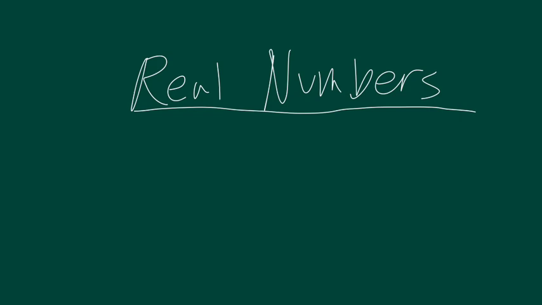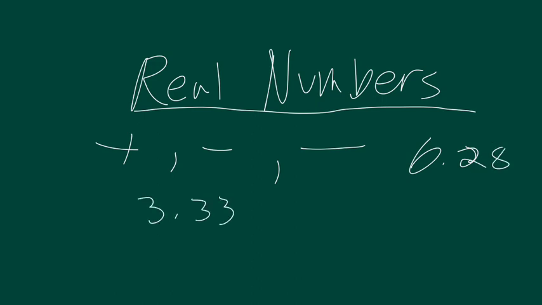So real numbers are numbers that you use in everyday life. So if you think of everyday life, we have positive numbers, we have negative numbers, we have fractions, we have terminating decimals, like you're buying something at the store. We have repeating decimals, even something like 4.5858 repeating. So even zero.